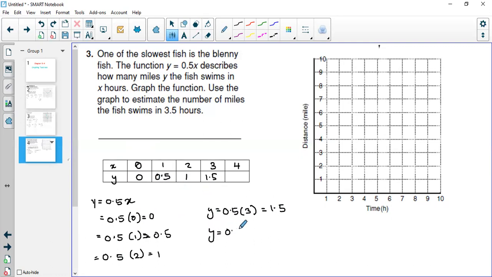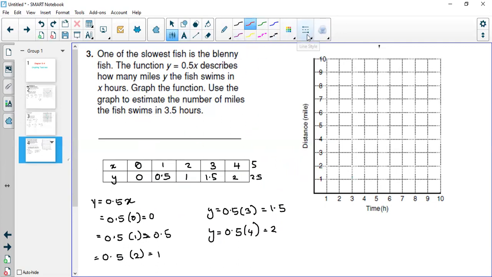So the last number I have is for 4, which is 0.5 multiplied by 4, and that is going to give you a 2. And if you want, you can complete for 5, 6, 7, and so on. So it's going to be a difference of 0.5. The next is going to be 2.5, then 3, then 3.5, then 4, and so on. Now that our function table is complete, let's graph it.